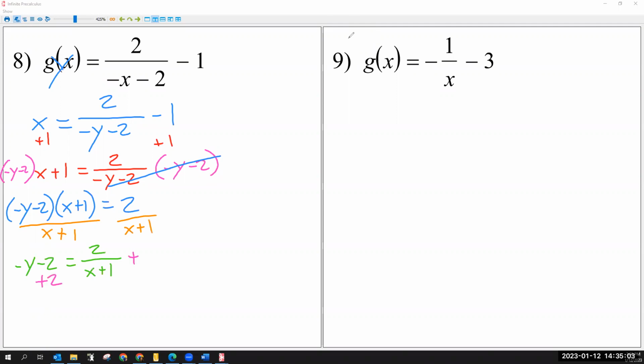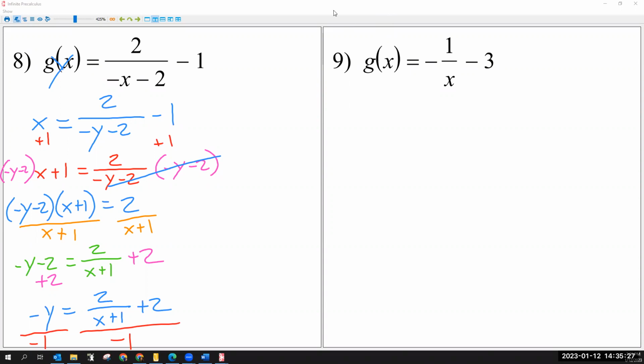Add 2 to both sides. And I have negative y equals 2 over x plus 1. Okay, but it's negative y. Well, I don't want a negative y, so remember I just divide everything by negative 1. And dividing by negative 1 just changes the signs.